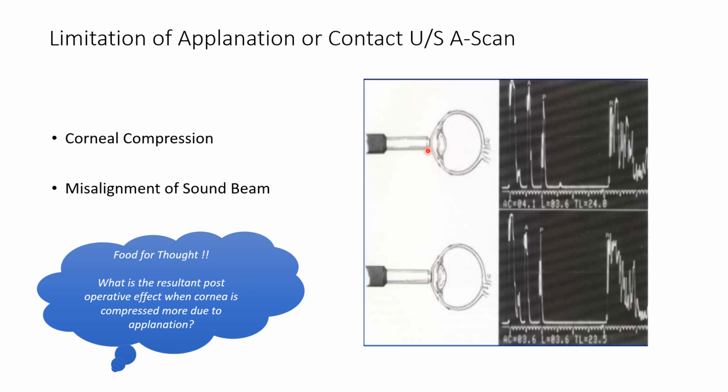Another challenge with ultrasound biometry is the misalignment of the sound beam. Especially when the patient has very hard cataracts, it is very difficult for the patient to fixate on the red light. In those cases, you may have a misaligned sound beam, and the sound beam is not going to hit the macula but somewhere else, which may lead to a wrong reading.